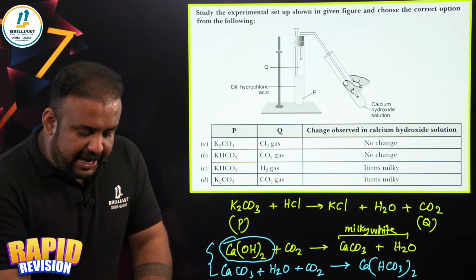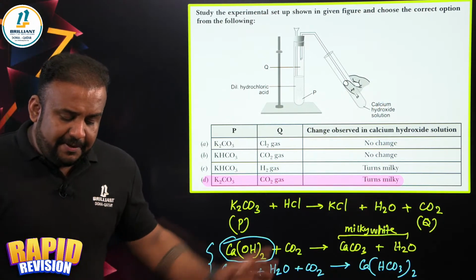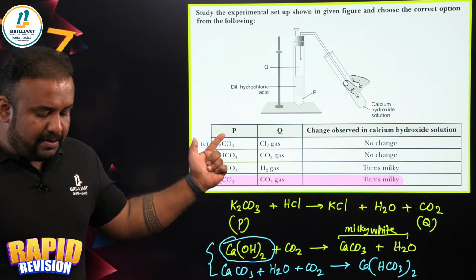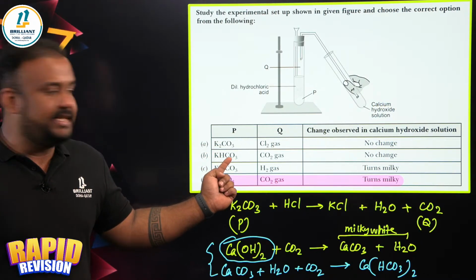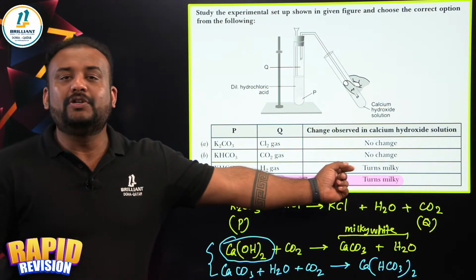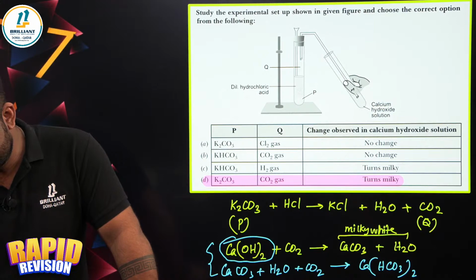So option D is correct. Option B is wrong, because the same would have happened if KHCO3 is there, carbon dioxide is there, but they said no change in the lime water. That's why it is wrong. Is that clear to everyone?